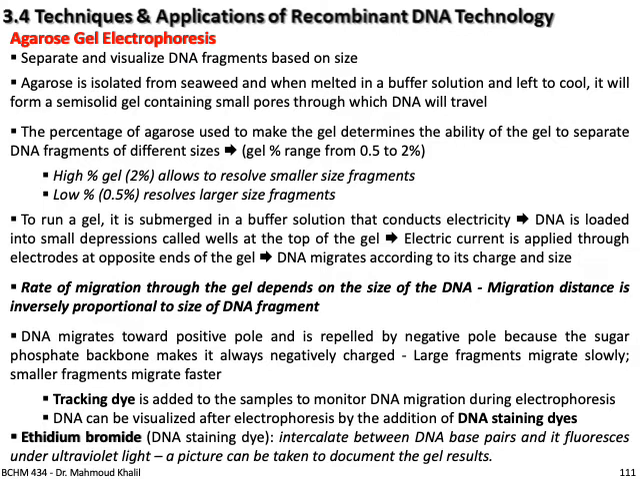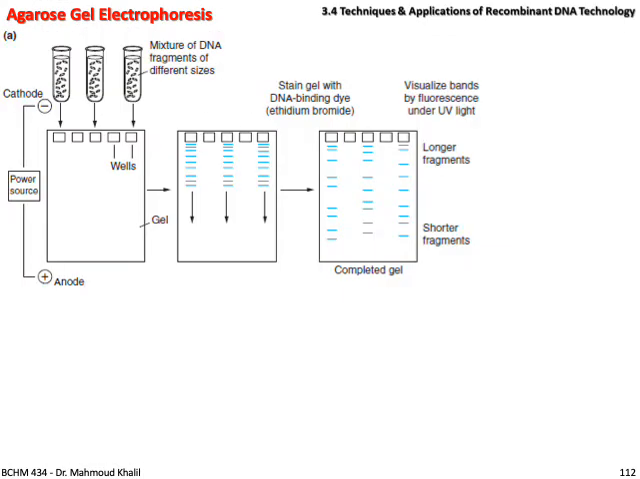But keep in mind that ethidium bromide is highly carcinogenic, so scientists are now turning to other compounds that are less harmful. This is a figure showing the agarose gel electrophoresis. You can see a mixture of DNA fragments of different sizes. They are loaded into the wells. The wells are located at the cathode, and then once you switch on the power, the DNA fragments start to migrate. Each DNA fragment size is represented by a band.